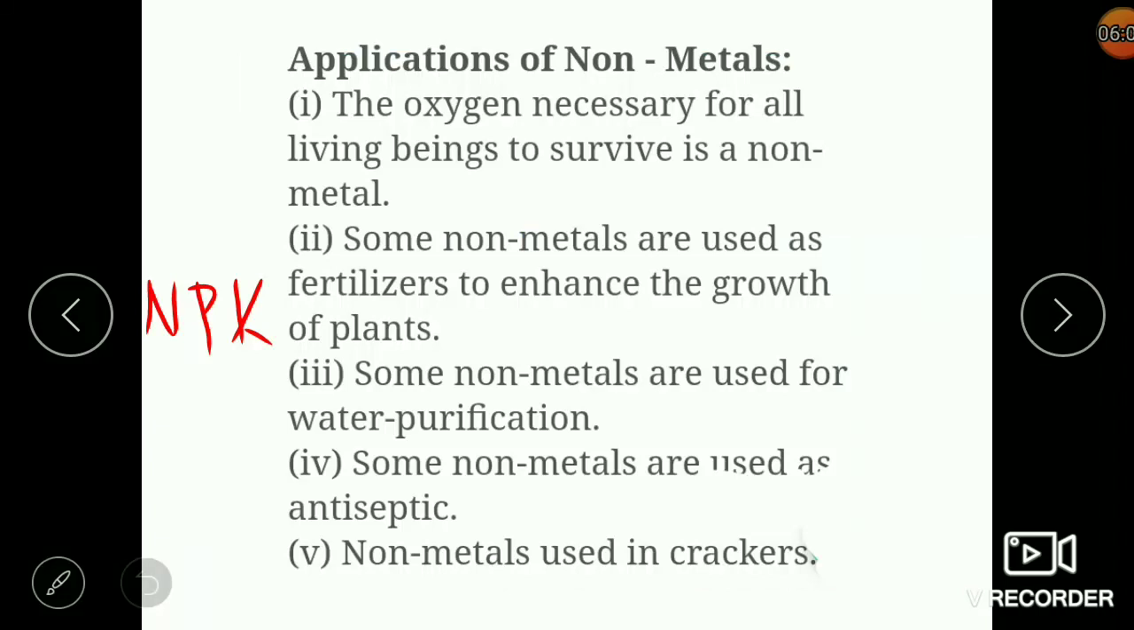So let's sum up the applications of non-metals. What you have learned: oxygen, which is necessary for all living beings to survive, is a non-metal. Some non-metals are used as fertilizer to enhance the growth of plants. What are these? Nitrogen and phosphorus. Some non-metals are used for water purification. Guess which non-metal? Yes, the answer must be chlorine. Some non-metals are used as antiseptic. It's iodine. The non-metal used in crackers is phosphorus.